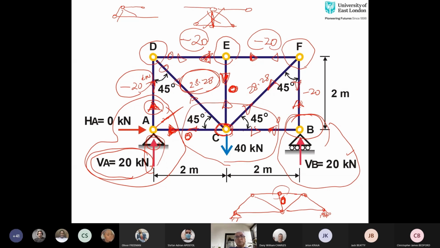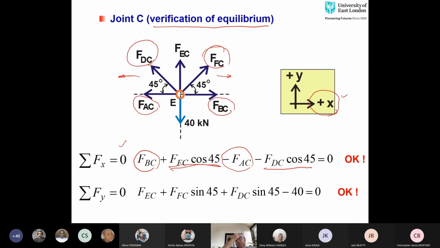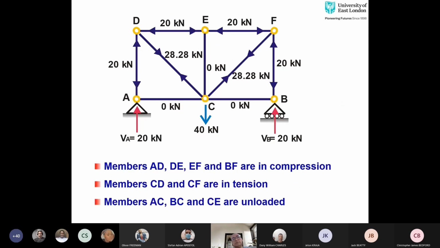Now again, we can use joint C for verification of equilibrium. Joint C has got 5 forces connected and it has got 1 vertical load applied. So I will start with summation of horizontal forces equal to 0. Now if you put all the values of these, then you will get 0. This means that whatever you've done makes sense. Similarly, for Y, you should get 0. Once you have got all the forces, simply reverse the direction of arrows for the forces in the negative direction. So you can see that member AD is in compression because the force in member AD is negative.